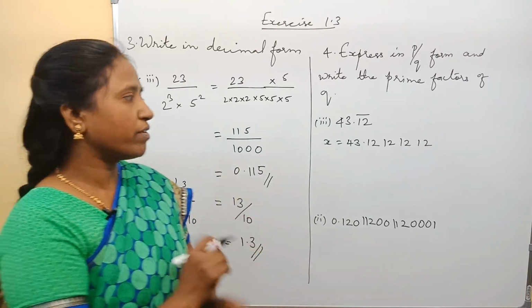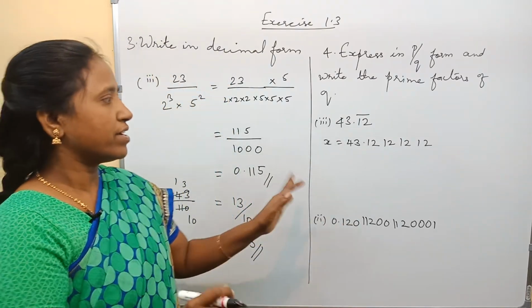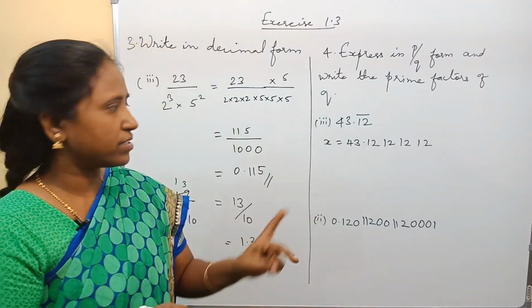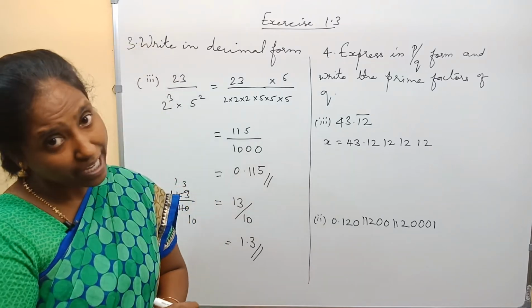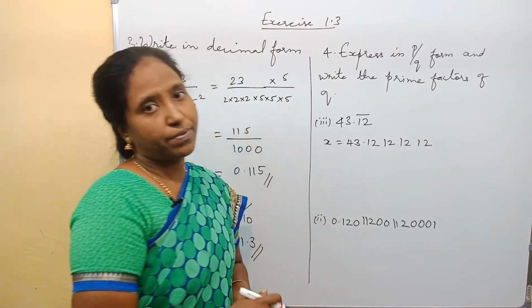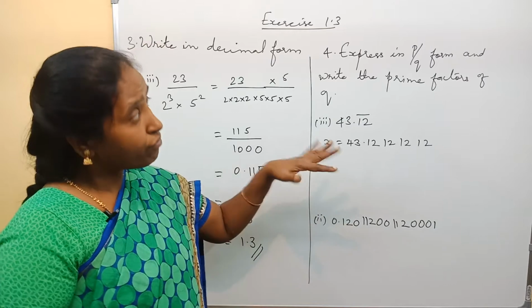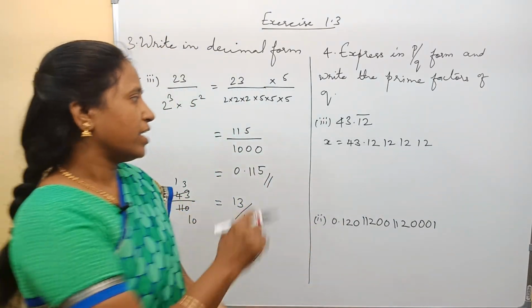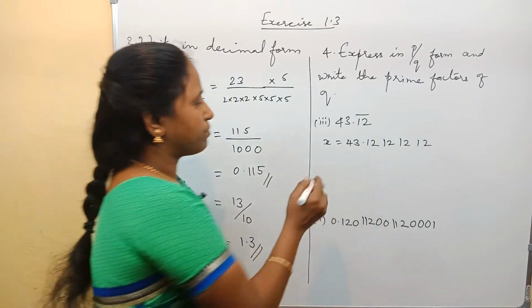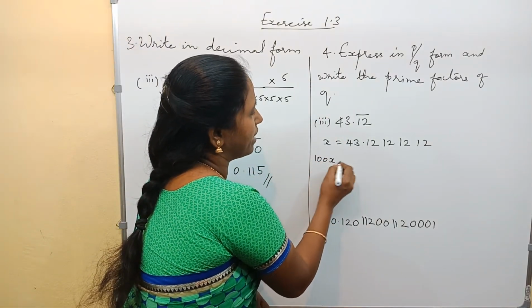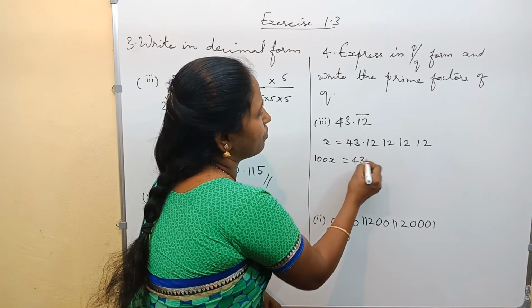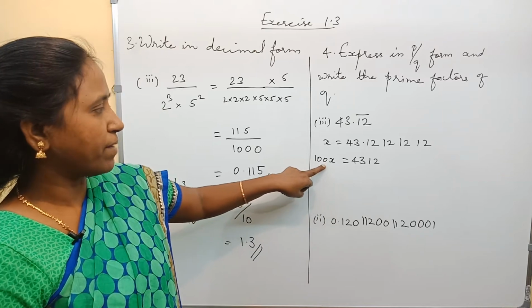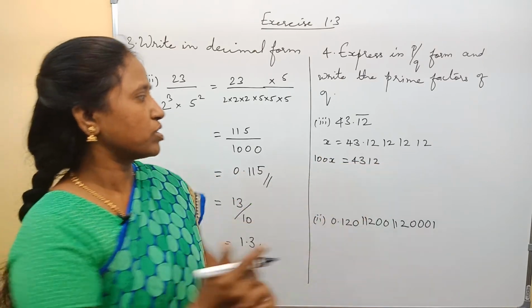Okay, so how we do this in the fraction form is, first we need to see how many numbers are repeated. We see that 2 numbers are repeated, so we multiply it by 100. If 3 numbers are repeated, we multiply it by 1000. If 4 numbers are repeated, we multiply by 10,000. Right? So now we have 2 numbers repeated, so we are multiplying it by 100. 100x will give you 4312, that is 2 numbers, it moves that side. When you multiply it by 100, 2 zeros, 2 numbers move that side.